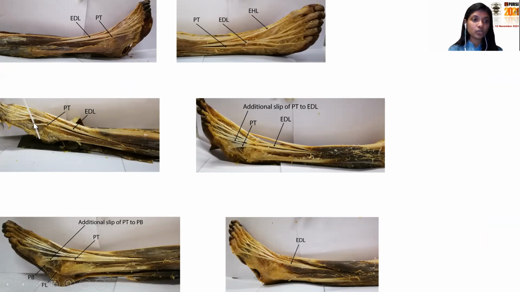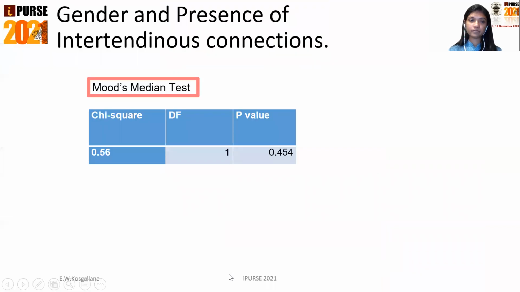Here, it is divided into 2 slips which attach to the bases of the fourth and fifth metatarsals. This is one of the additional sites of insertion we found. Here, we see an additional slip of Peroneus Tertius extending into the tendon of Extensor Digitorum Longus. Here we see an additional slip of Peroneus Tertius extending to the tendon of Peroneus brevis. This is the tendon of Peroneus brevis. In this specimen, we see absence of Peroneus Tertius.